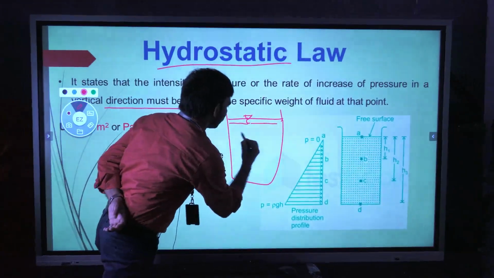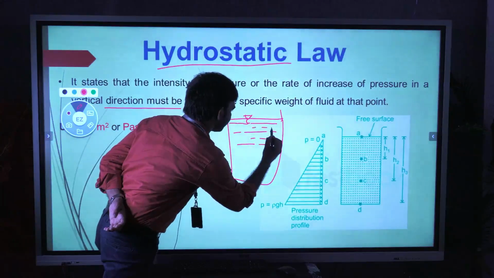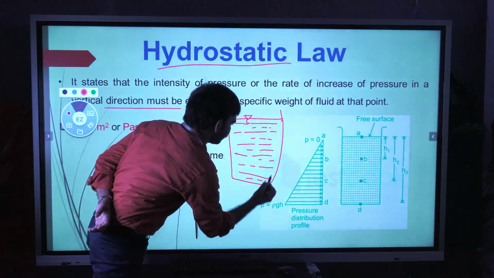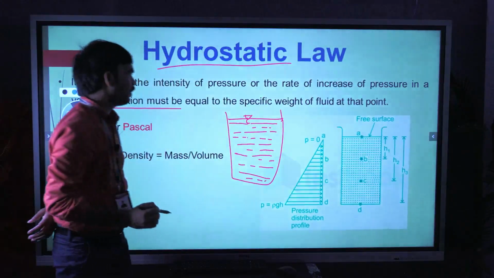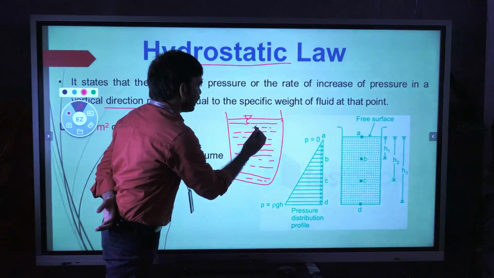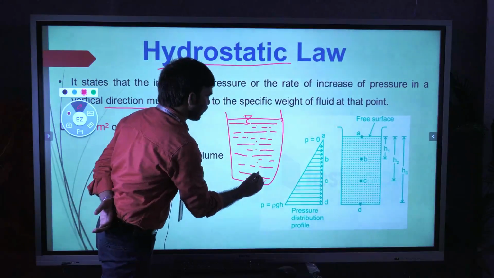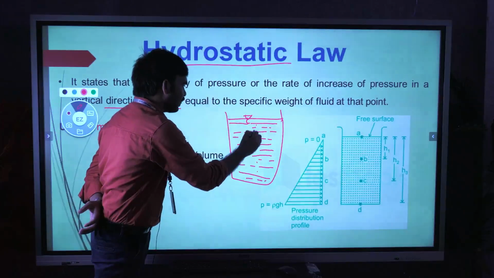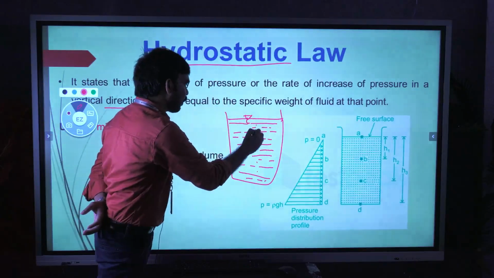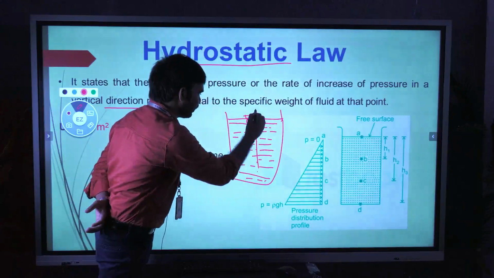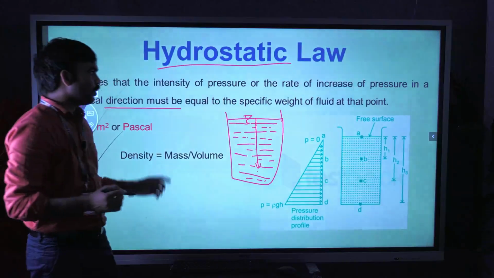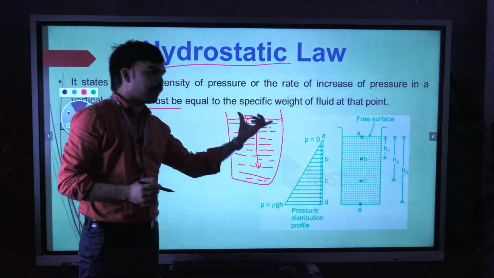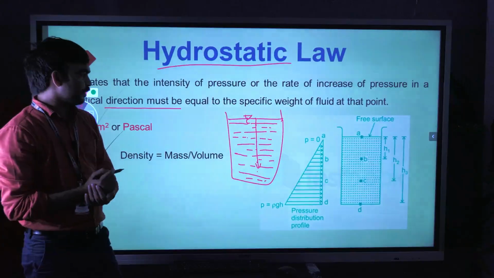It is filled with some liquid, I can say water. The pressure here will be different from the pressure here and here and here, right? The hydrostatic law states that the rate of pressure in the vertical direction will be equal to the specific weight of the fluid. It depends upon the specific weight of the fluid.